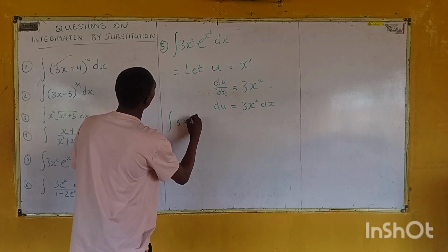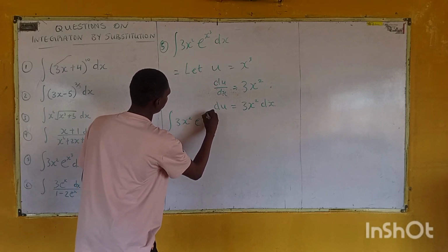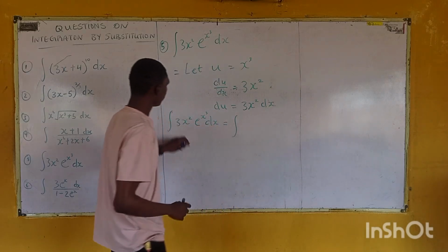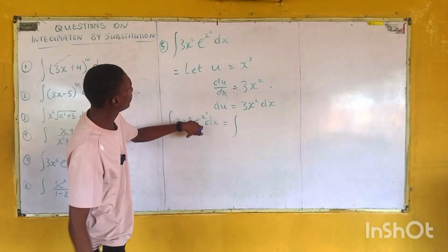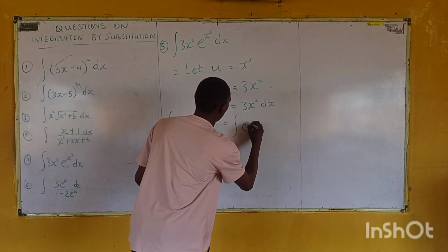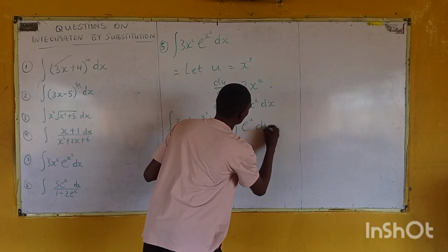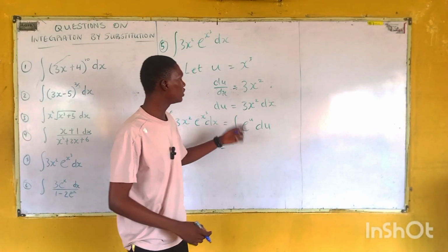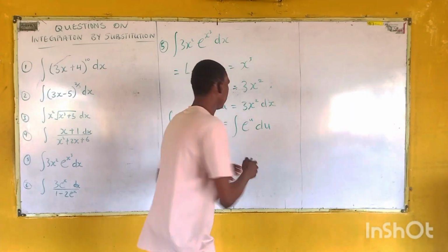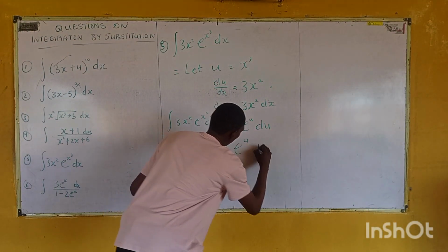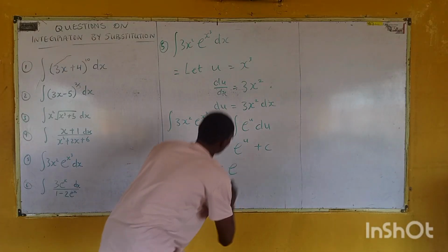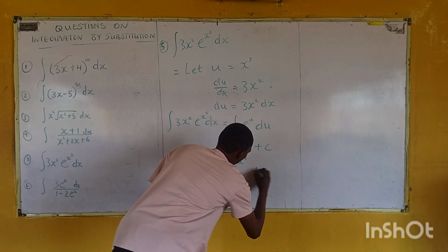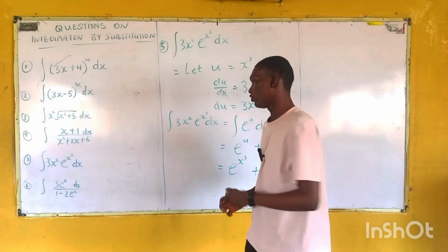The integral of 3x raised to power 2 exponential raised to power x raised to power 3 dx is now equal to the integral of exponential raised to power u du. When we integrate exponential, it is still the same thing. So it's still exponential raised to power u plus c, where our u is x raised to power 3. So exponential raised to power x raised to power 3 plus c is our final answer for question 5.